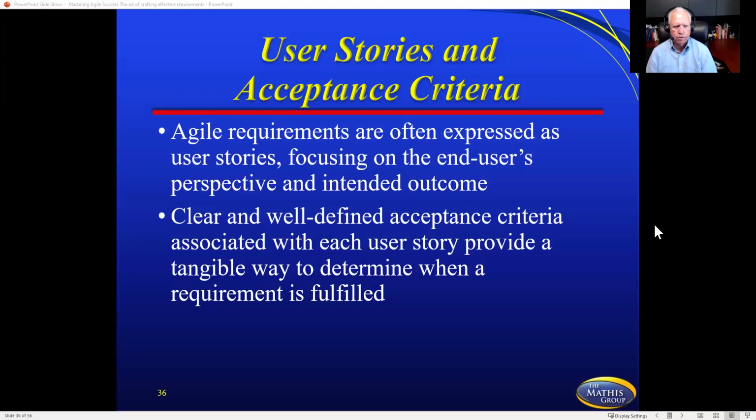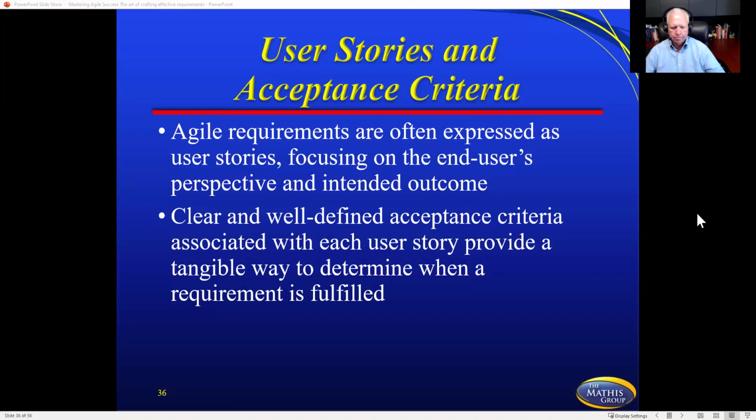Agile requirements are often expressed as user stories, focusing on the end user's perspective and intended outcome. Clear and well-defined acceptance criteria associated with each user story provide a tangible way to determine when a requirement is fulfilled. So what are you looking for? You're looking for the data to be able to measure this and how we're going to measure it.